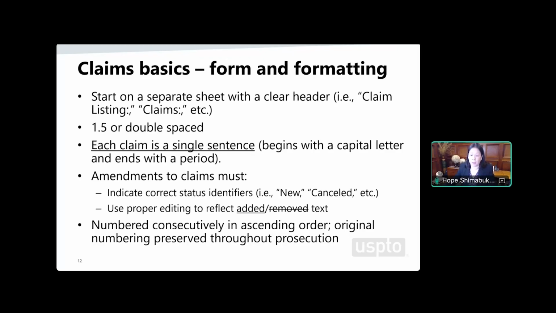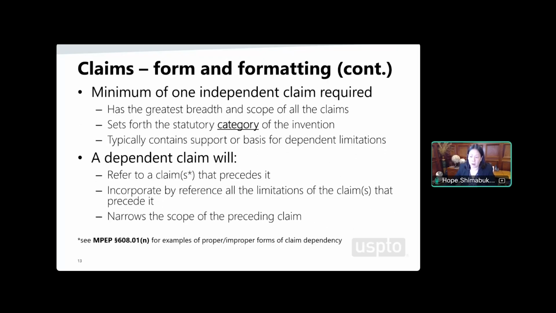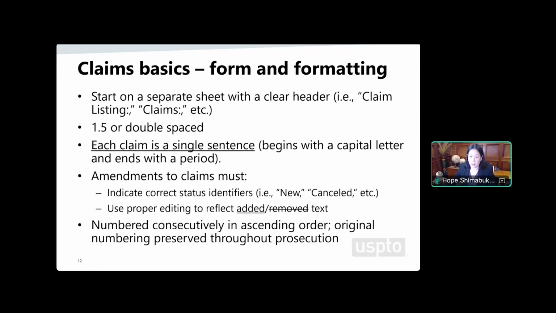That header can be claim listing or claims. It is required to be spaced out as 1.5 or 2.0 font. It needs to be 1.5 or double space, and all of the claims should be single sentences, where the sentence begins with a capital letter and ends with a period. Your claims actually have to be numbered consecutively in ascending order, and the original numbering of the claims must be preserved throughout the entire prosecution.